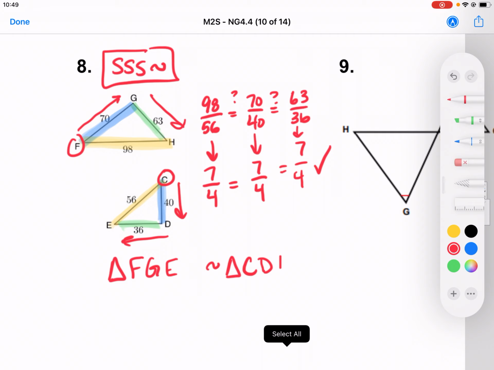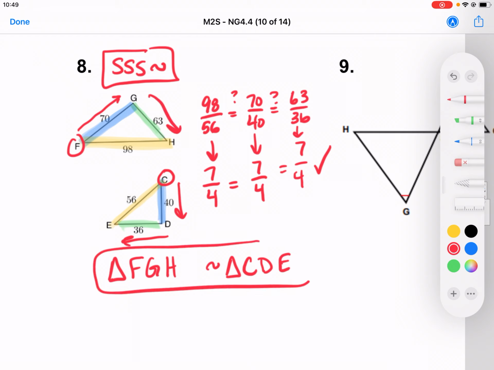Oh, and I switched those. Sorry. That's why I probably shouldn't have done it that way. So F, G, H. And then that would be C, D, E. There would be your similarity statement. Just as long as it's in the right order, the correct letters match up with the correct letter, then you are good to go.